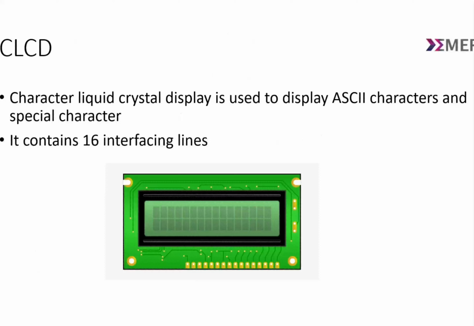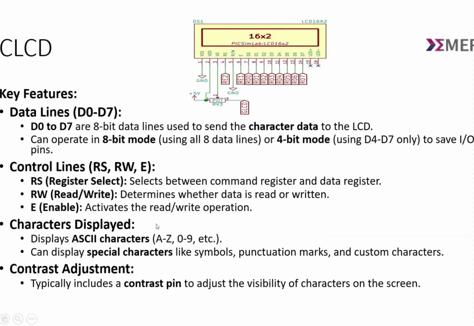So let's see, next one is the CLCD, that is the character liquid crystal display, which is used to display ASCII characters and special characters. It contains 16 interfacing lines. So this is the CLCD we are using. The key features of the CLCD: it contains data lines, control lines, character display, and contrast adjustment.